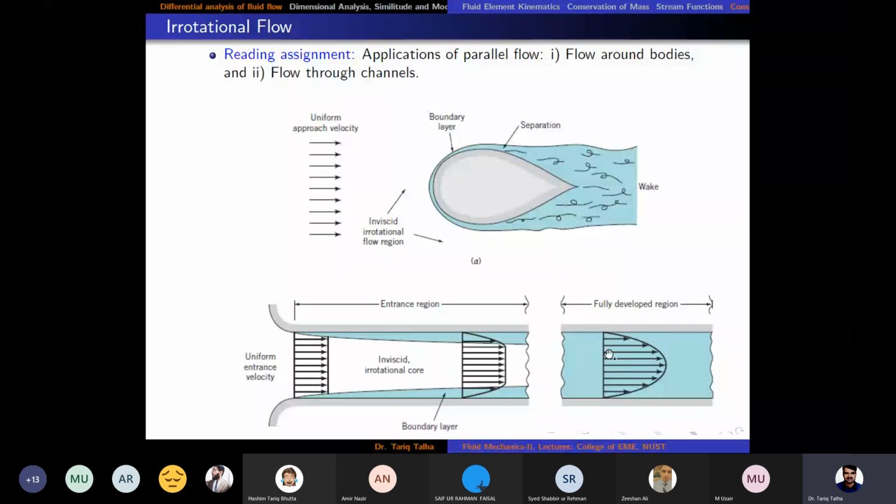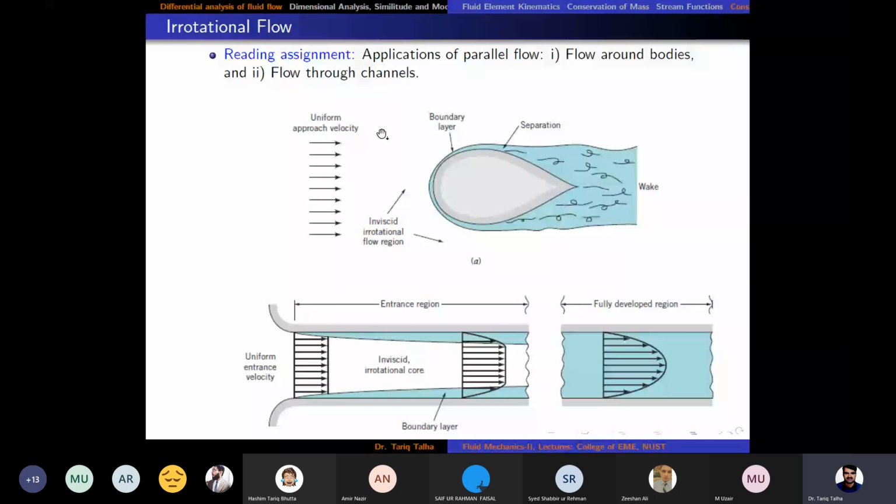And once it is fully developed, we know that it becomes a parabolic profile, and we will discuss in detail how to get this shape for channel flow and pipe flow in chapter 6 and chapter 8. So please read. I think this is one page. It was just a recap of what we discussed up till now.